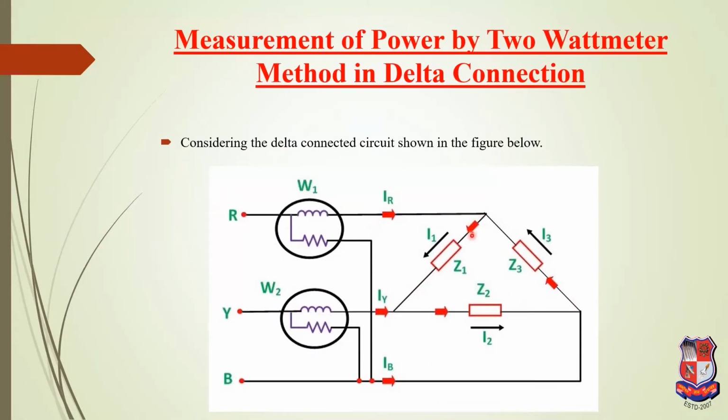IR is equal to I1 minus I3. Similarly, IY is I2 minus I1. Similarly, IB is I3 minus I2.